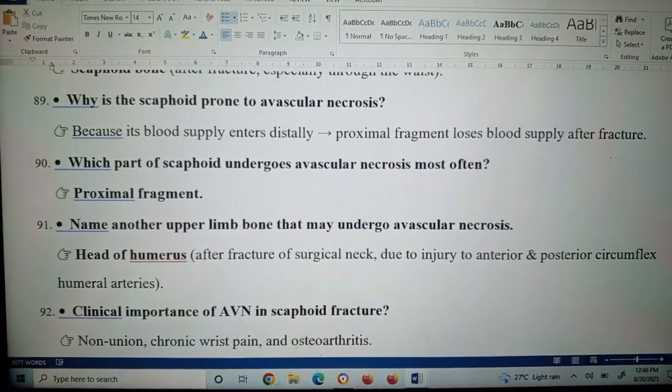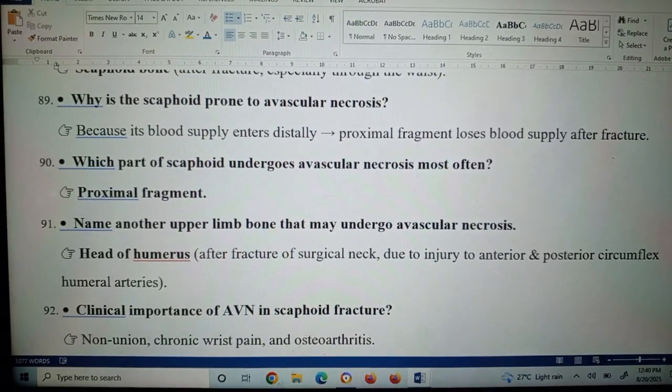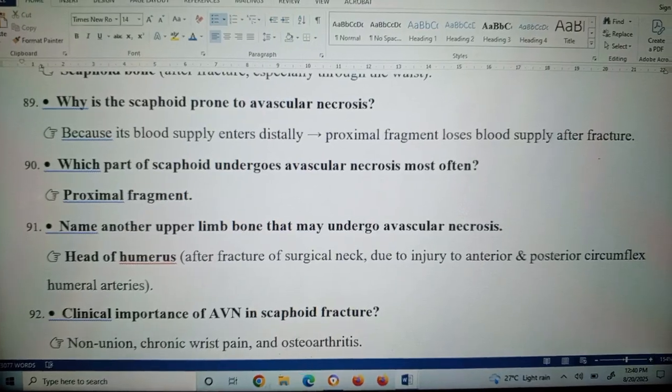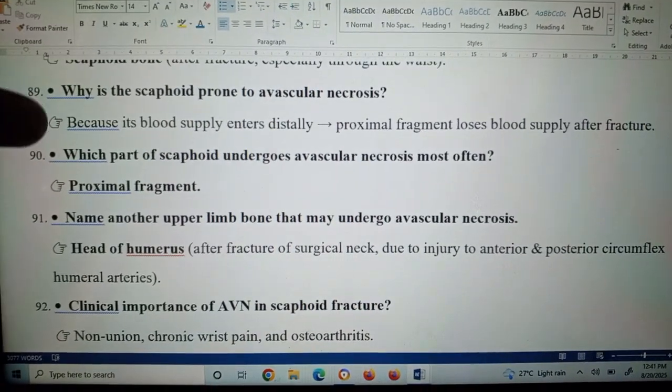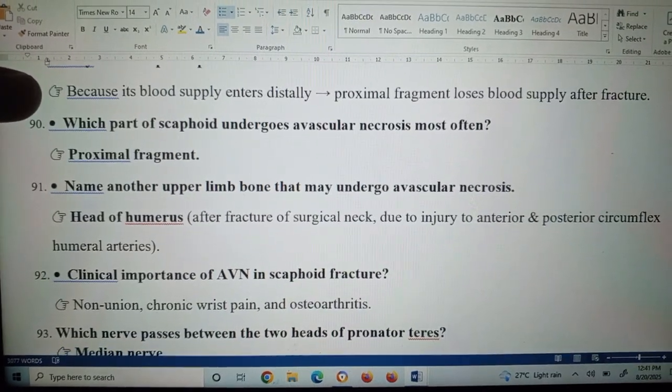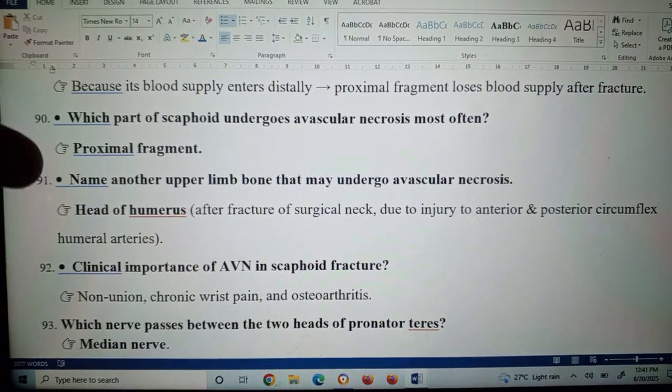Why is the scaphoid prone to avascular necrosis? Because its blood supply enters distally, the proximal fragment loses its blood supply after the fracture. Which part of the scaphoid undergoes avascular necrosis? Most often the proximal fragment, as we have already discussed.